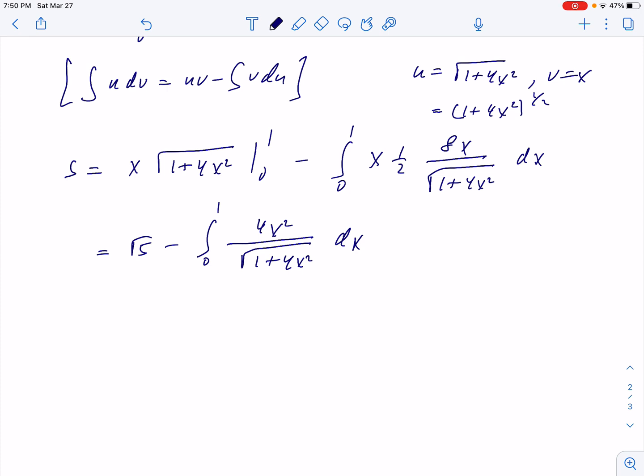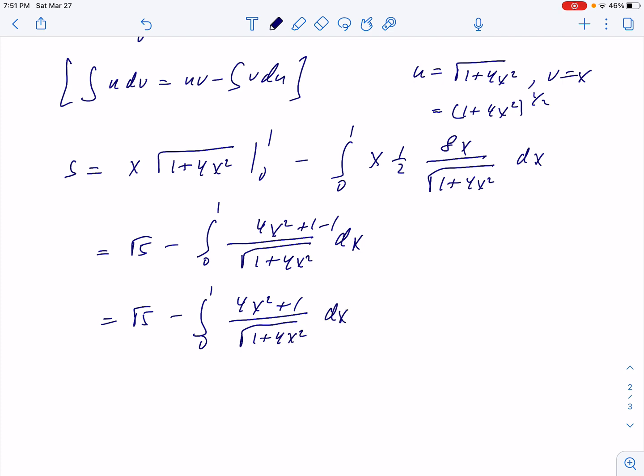Okay, now I shall modify this integral and bring it to our initial integral, the arc length integral. How can we do this? We can add and subtract 1 here to the top, and this will be root of 5 minus integral 0 to 1 of (4x squared plus 1) over square root of 1 plus 4x squared dx.